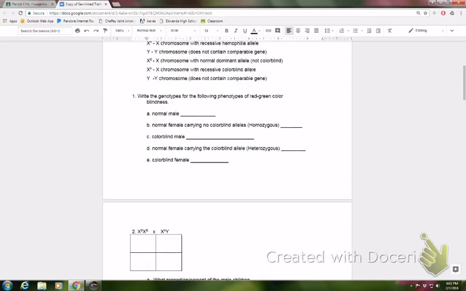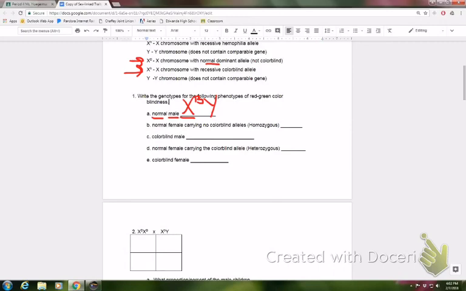Now, for instance, for number 1, it's going to ask you to write the genotypes for red-green color blindness. So I'll do the first one with you. It's asking for a normal male. Well, we know that the genotype of a male is always X and Y, but we have to figure out what kind of X the male has. Well, he's normal, and since males only have one X, they only have one option, X big B or X little b. Well, which one of those is for a normal male? It's the capital B. So this genotype would be X big B Y.